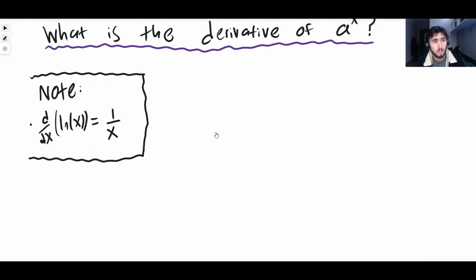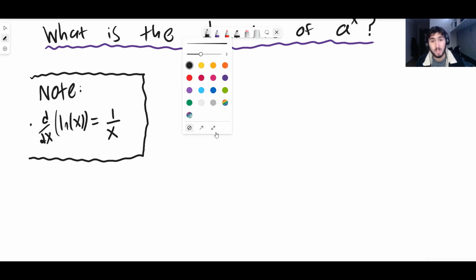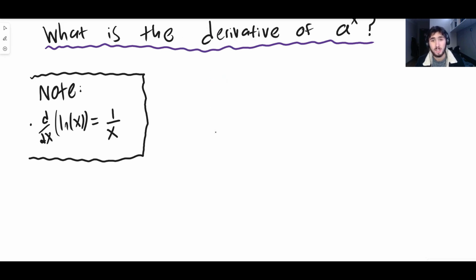First steps first, we just need to remember the note, which is that the derivative of the natural log of x is 1 over x. This is a really important result. It just happens in loads of derivatives that we need to do using implicit differentiation. And that's what we're going to do today. We're going to implicitly differentiate this.